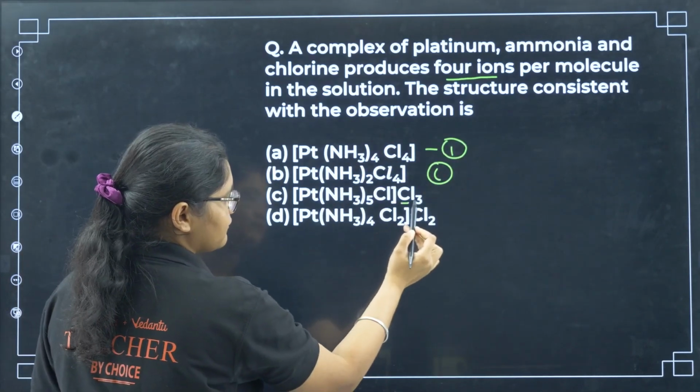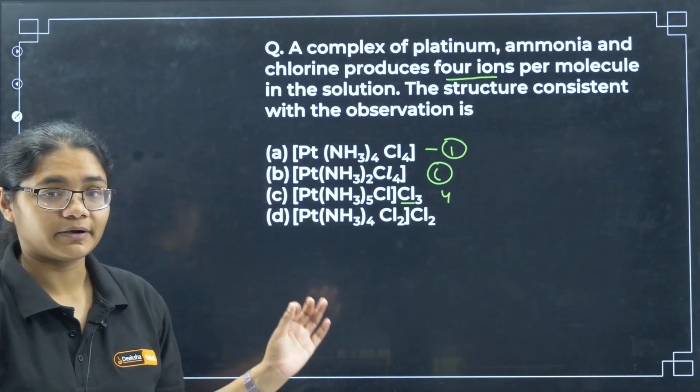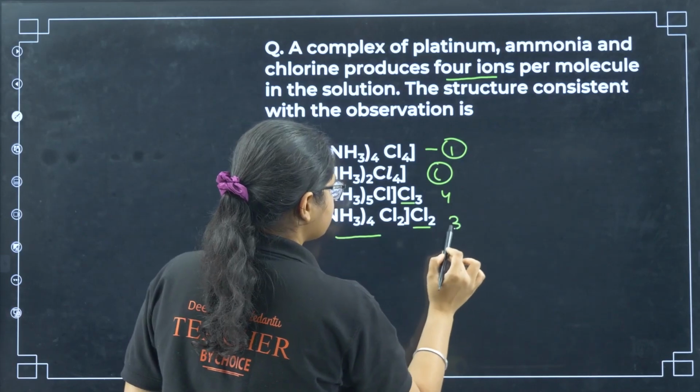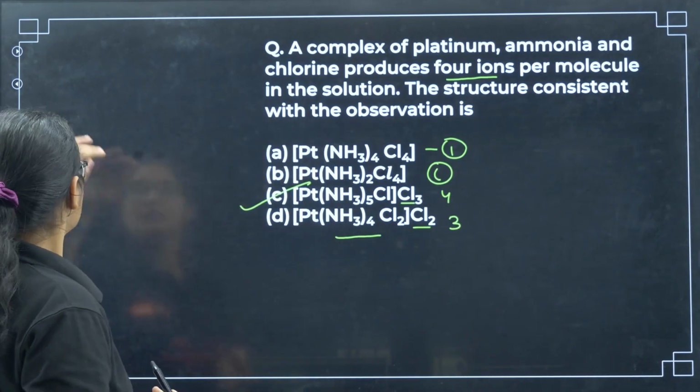Here, if I see that there will be 3 chlorine ions and 1 complex ion, so 4 ions will be produced in option number C. Here, if I see 2 chlorine and 1 complex, so that is 3. Option number C is the correct answer here.